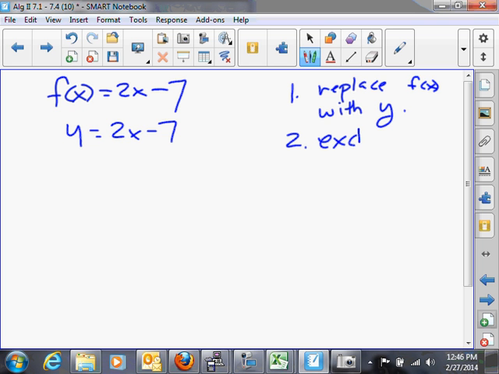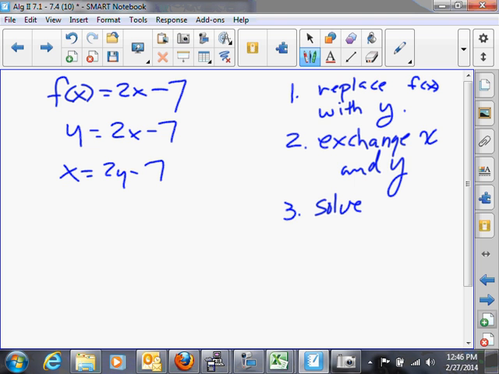Now, step 2, exchange x and y. In other words, wherever you see x, you write y. Wherever you see y, you write x. So that would be x equals 2y minus 7. Step 2, done.